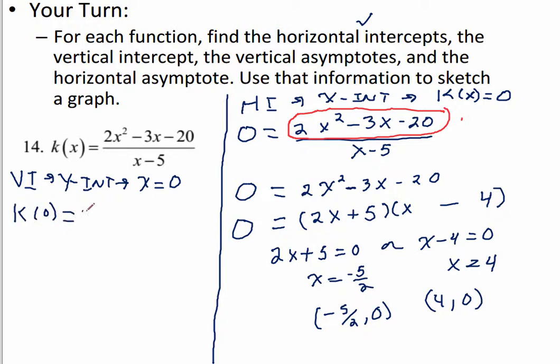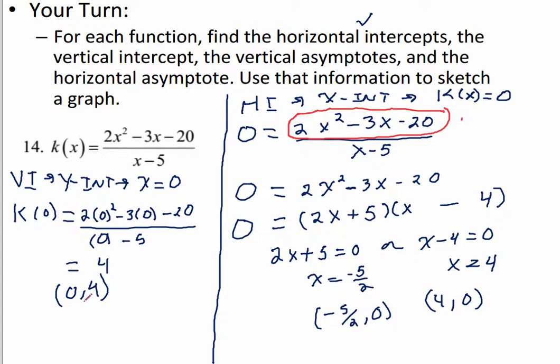Well, k of 0 is going to be equal to what? 2 times 0 squared minus 3 times 0 minus 20 over 0 minus 5, which is going to get you back what? 4? If I evaluate the numerator and the denominator. So that tells me that the ordered pair 0, 4 is my vertical intercept.